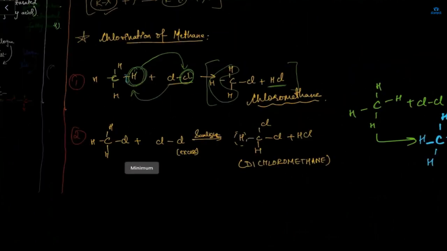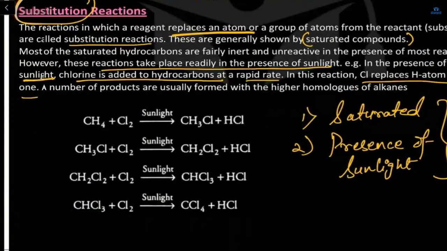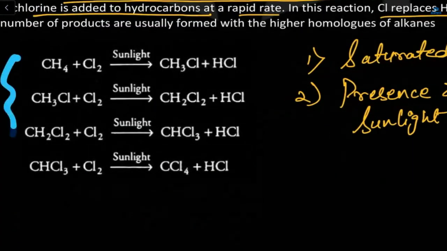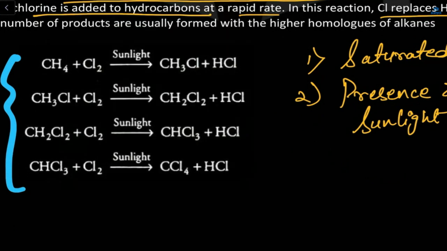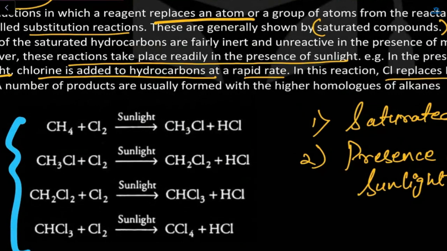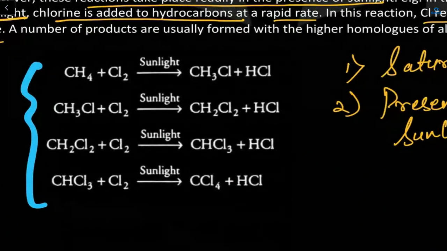And one more example. Yeah, the same only. So this example: CH4 plus Cl2 in the presence of sunlight. Why in the presence of sunlight? Because this reaction always takes place in the presence of sunlight only. Which reaction? Substitution reaction. So CH4 plus Cl2 in the presence of sunlight gives CH3Cl and again HCl.